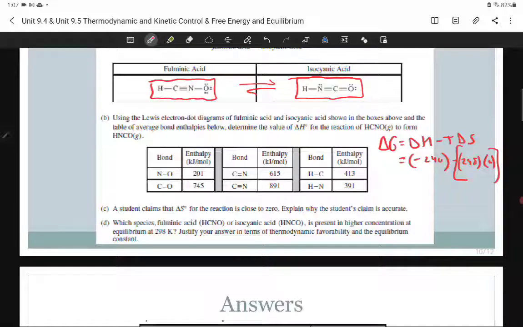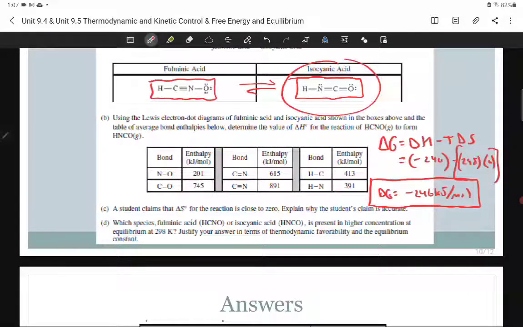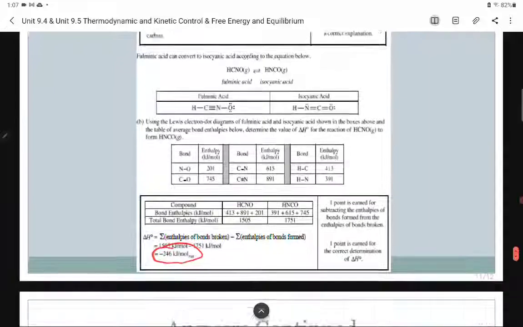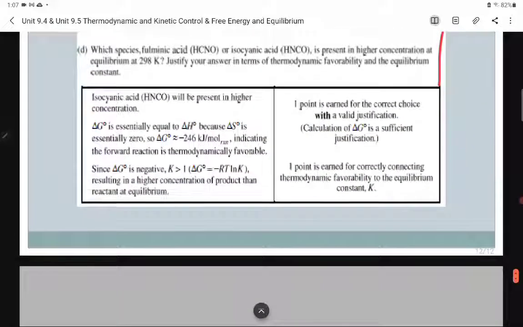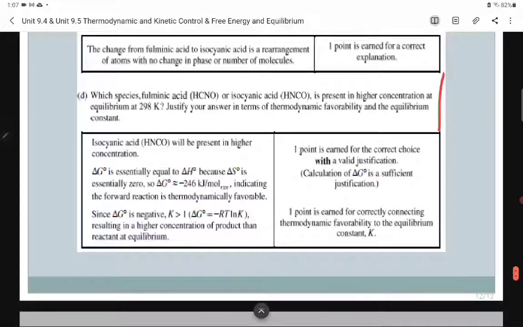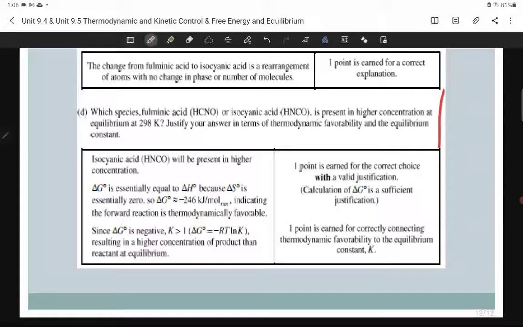So when you do all that, you're just going to get that negative value for delta G, which means it's going to have lots of left to right. You're going to make lots of product. So I think that is how we're going to get to that answer. I don't know if they used the same reasoning. They did use some of the same reasoning as I used. Okay. And I think that's it.